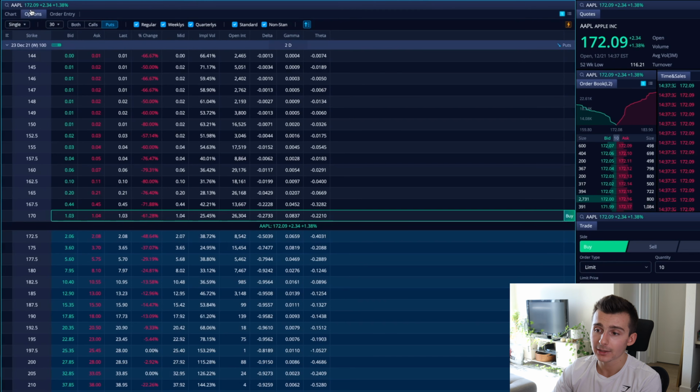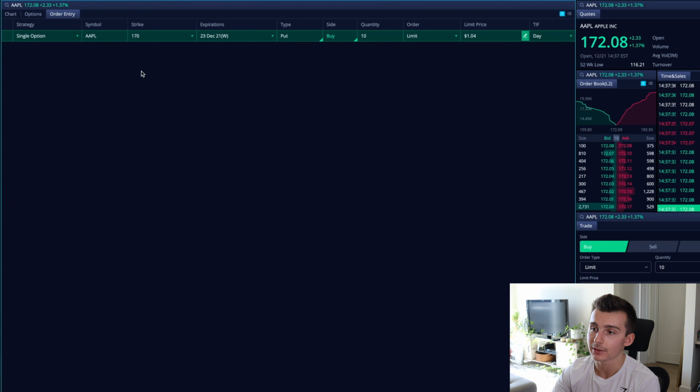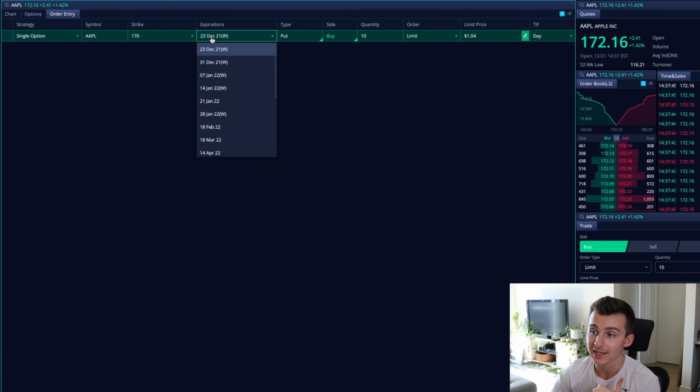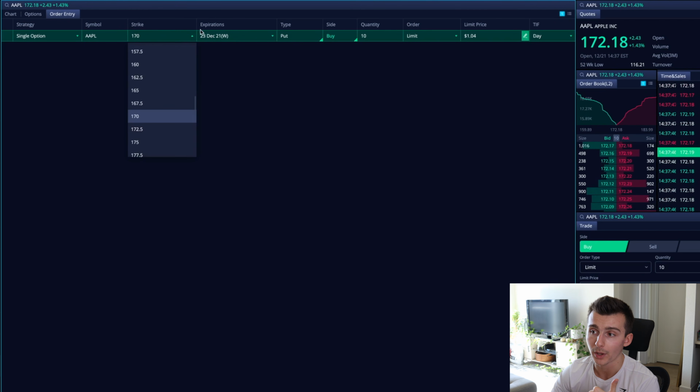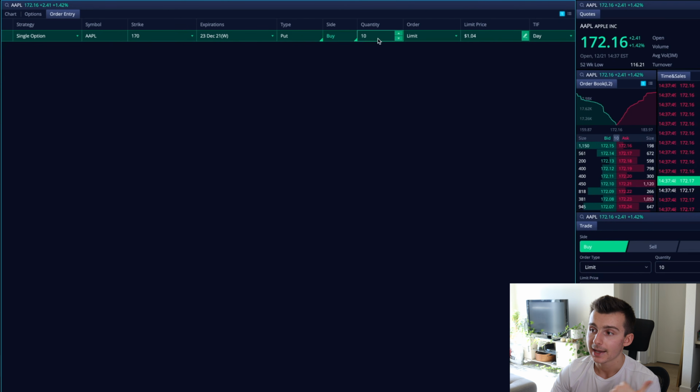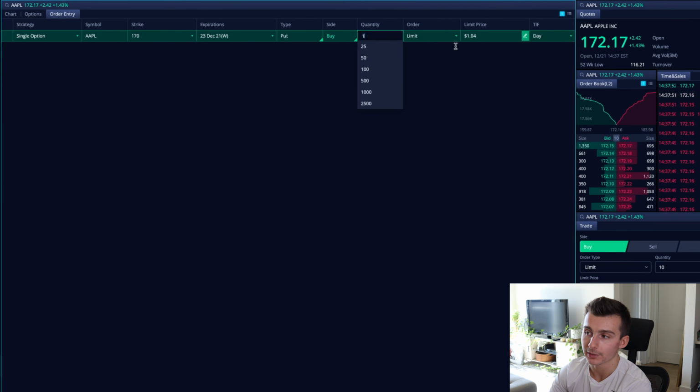So when I click on the option that I want, it's going to open up the order entry widget, which is this guy right here. It will then allow you to confirm. Single option, yes. Apple is the ticker symbol, yes. Strike price, yes, I want 170s. Here's when it expires. I can change all of these things, guys, right here as well, okay? I'm buying a put, and I want to buy just one put in this case.